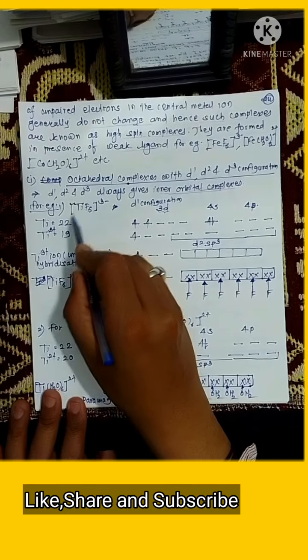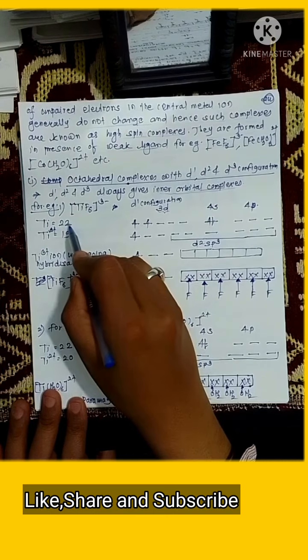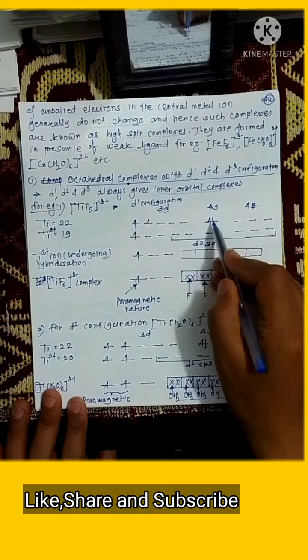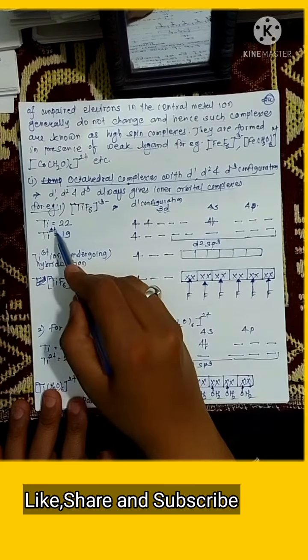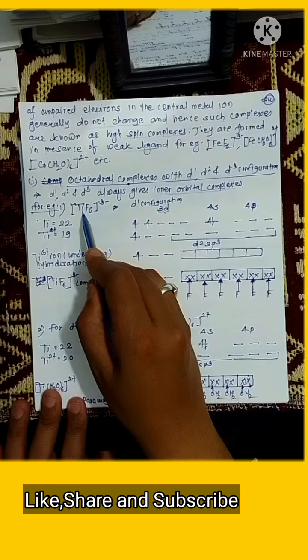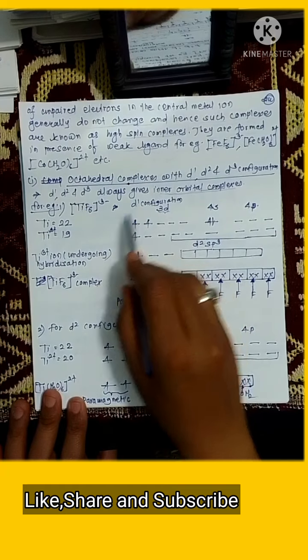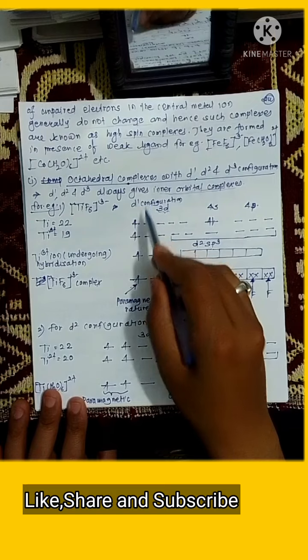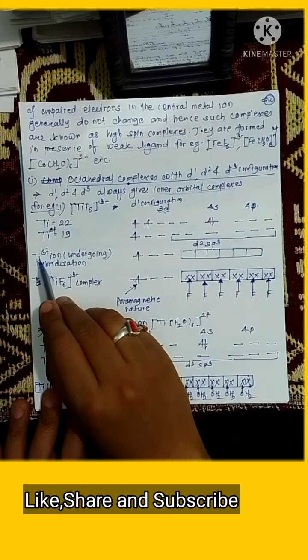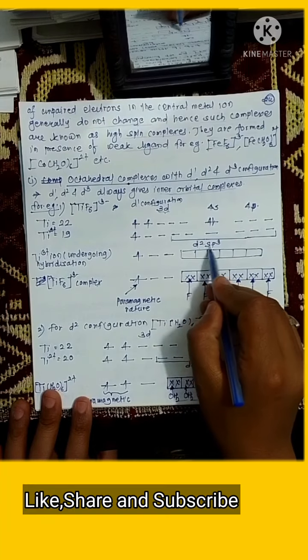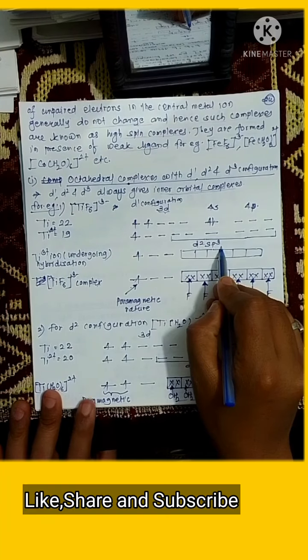The atomic number of titanium is 22. That's why its electronic configuration is written as 3d2 4s2. In this complex, the oxidation number of titanium is 3+. So the electronic configuration of titanium 3+ is 3d1. The titanium 3+ ion undergoes hybridization, that is d2sp3 hybridization.